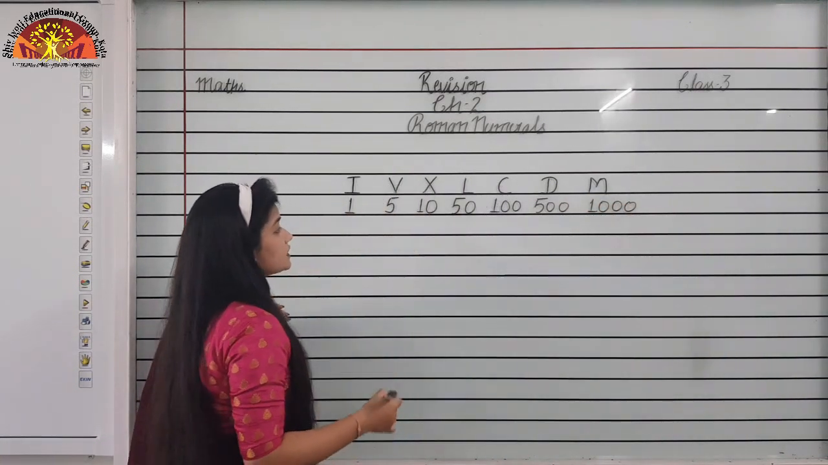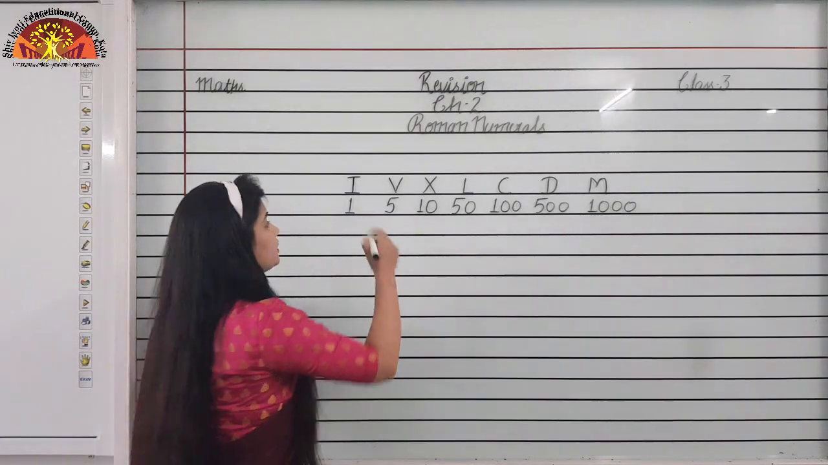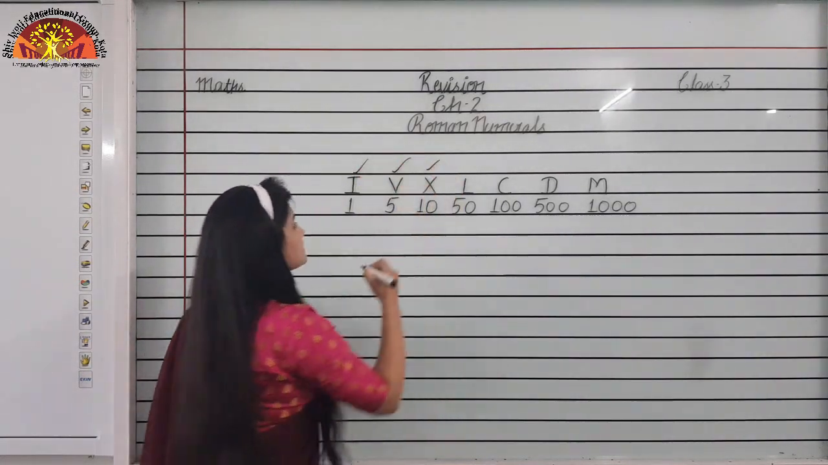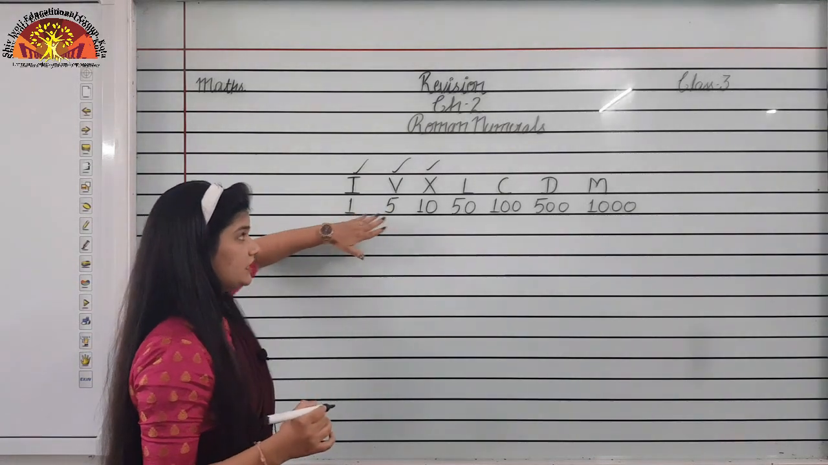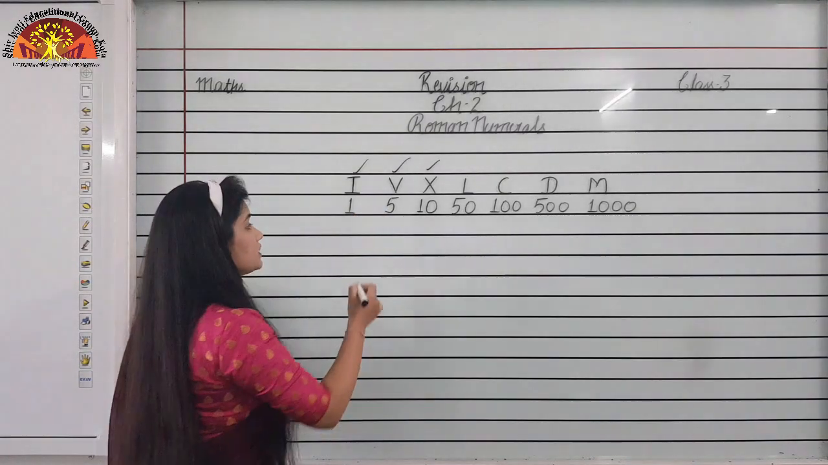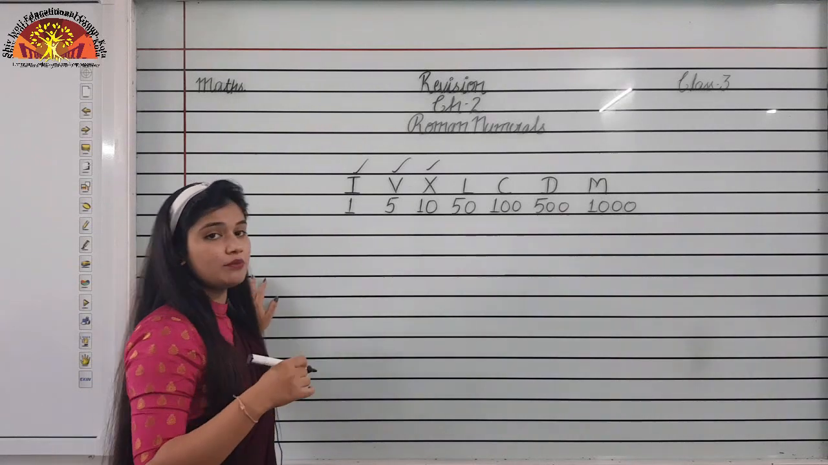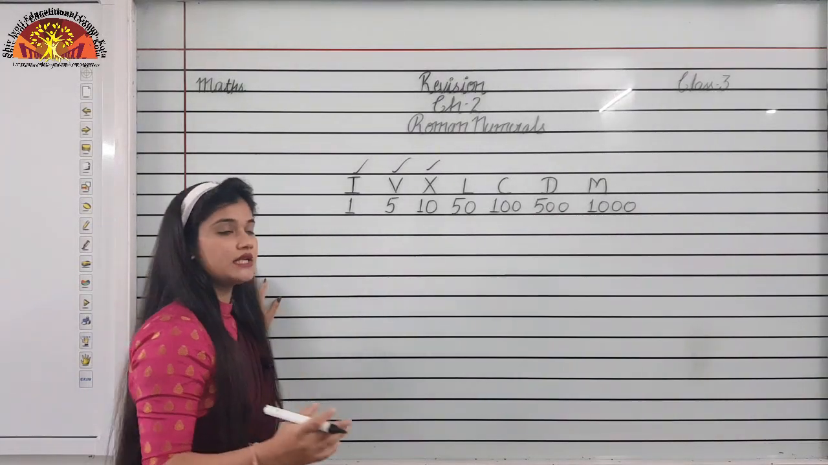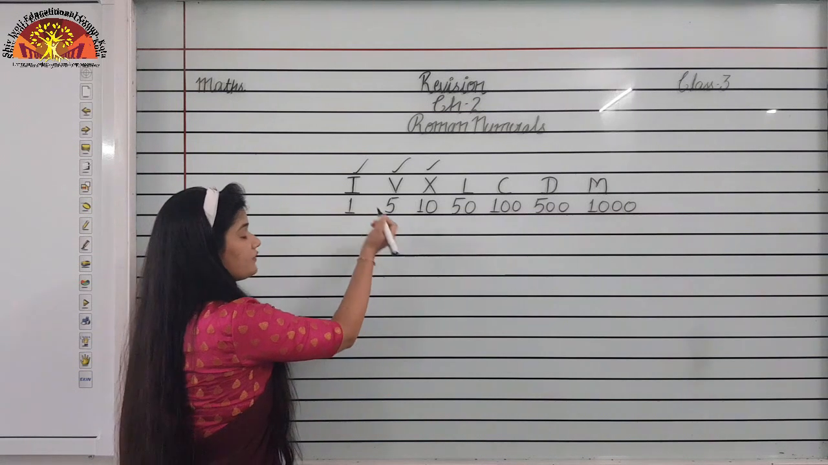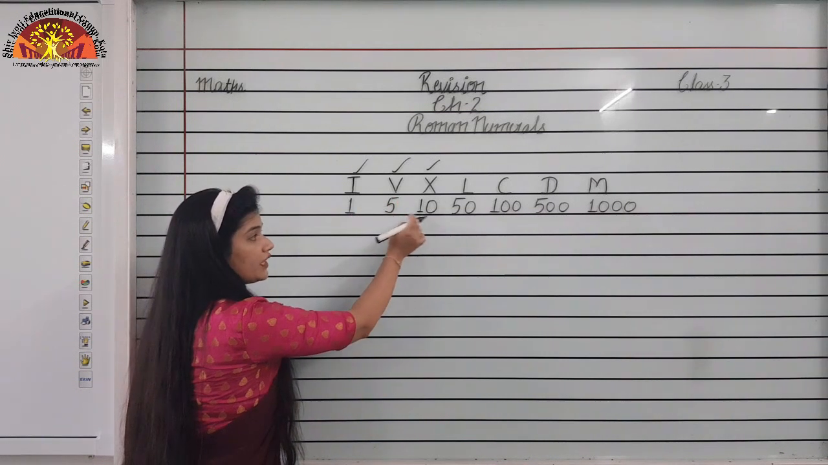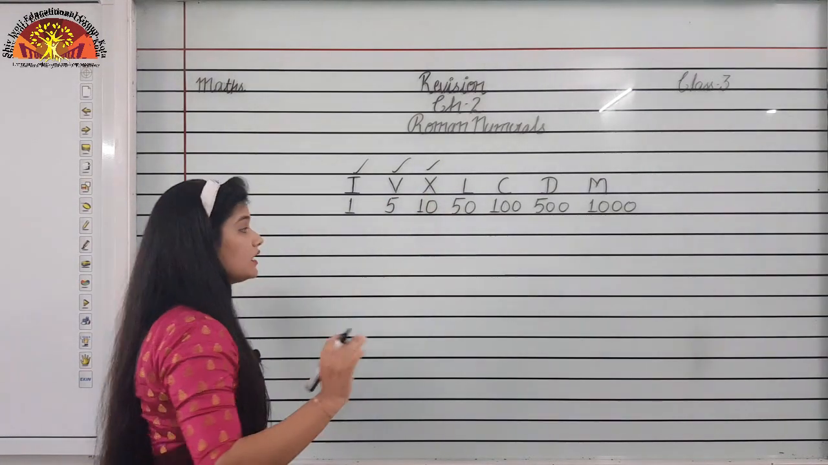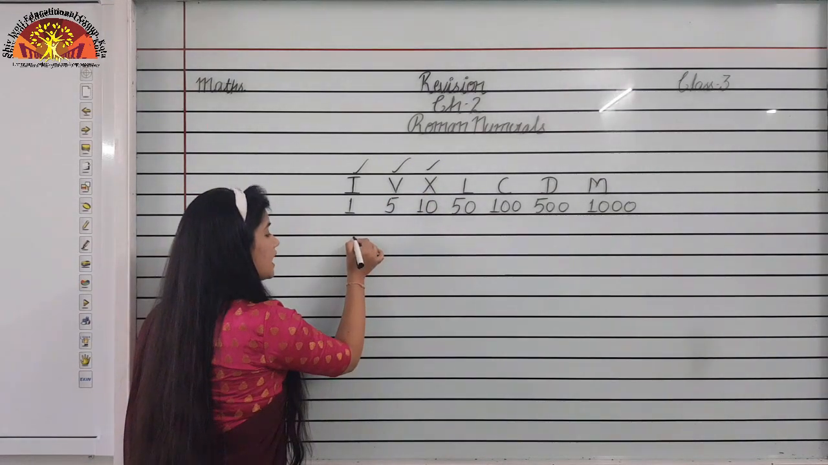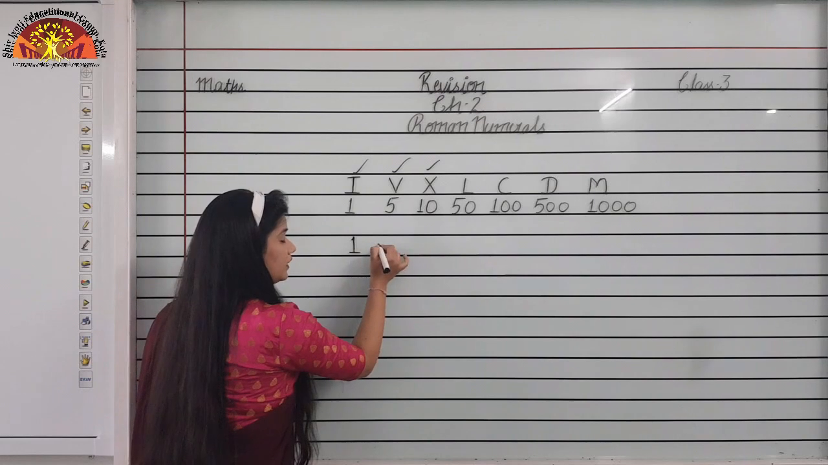So in this video and in your syllabus we use only 3 symbols, that is I, V and X. Now we'll study about I, V and X. Is it clear students? In this chapter we'll study the numbers 1 to 39, and for that we have to use 1, 5 and 10. It means I, V and X. Is it clear students? Now first of all, suppose I have to write 1 in Roman numbers.